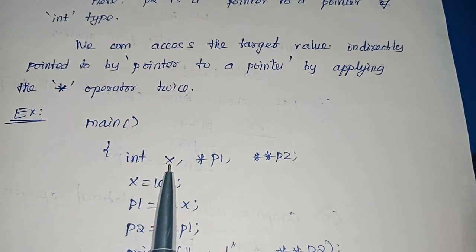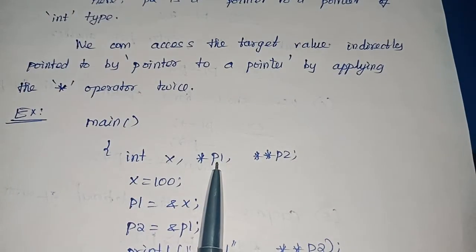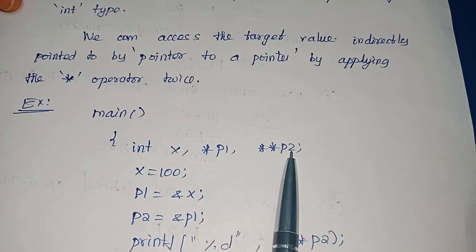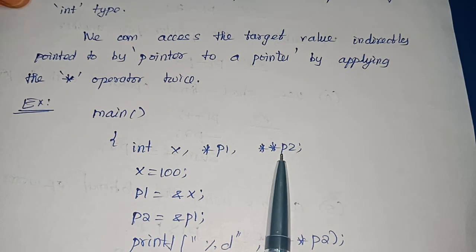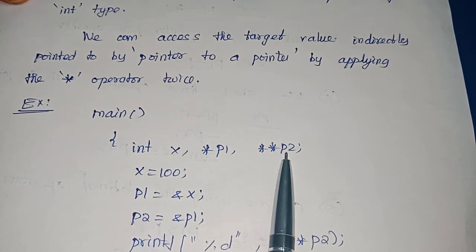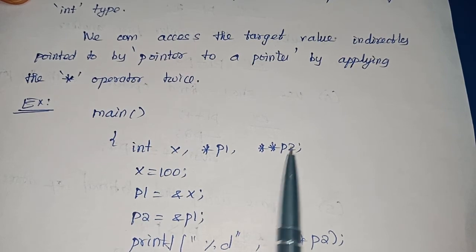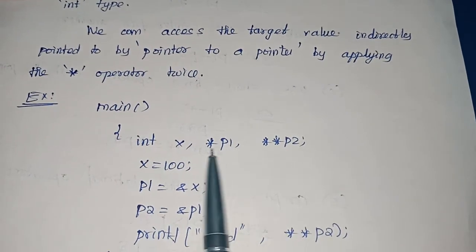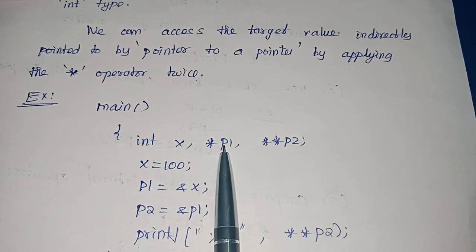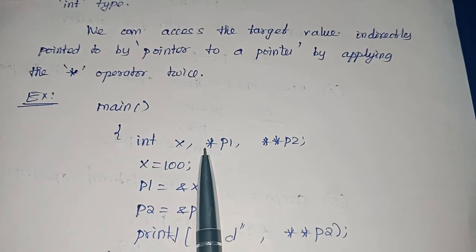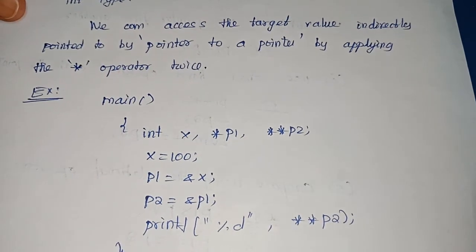Look at this example. Int x, star P1 indicates it's a pointer variable. Star star P2 indicates it's a chain of pointer. It's also a pointer variable which is going to store the address of a pointer variable. Double star represents a pointer variable which is going to store the address of a pointer variable. So P1 collects the address of x, P2 collects the address of P1. Since P1 is a pointer variable, we are representing it here as star star P2.